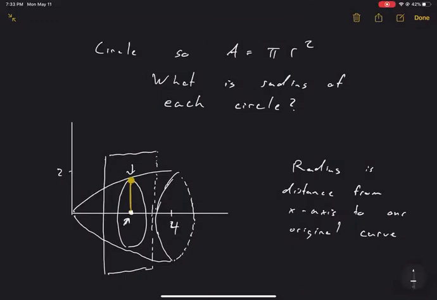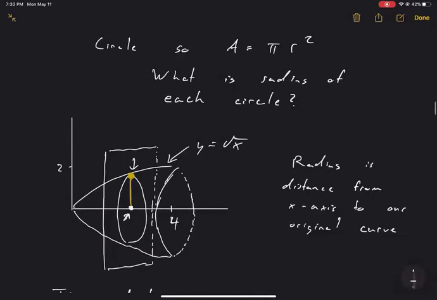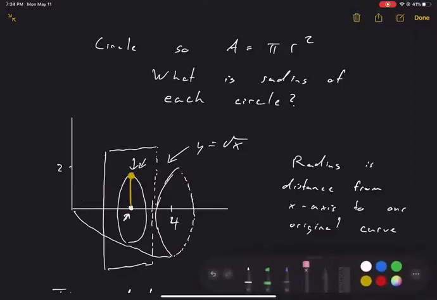Well, note that our radius ends right on that curve, right? It ends on the edge of our object. And remember that boundary is formed by this curve. What was this curve? It was y equals square root of x, okay? So that radius is the y coordinate of this point, right? The distance from here to here, that's just the y coordinate of whatever point is on that boundary.